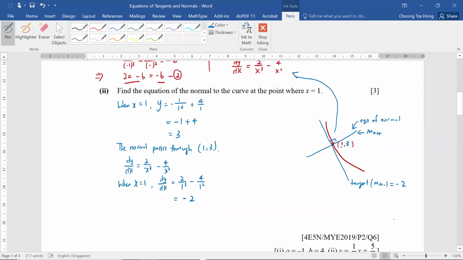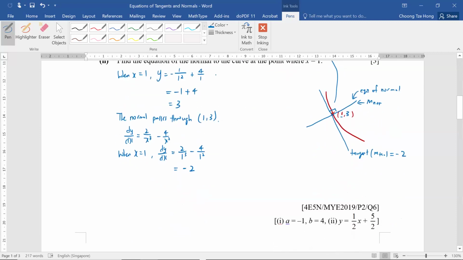Once we know the gradient of the tangent, then it's easy to find the gradient of the normal. Gradient of tangent times gradient of normal equals -1 because they are perpendicular. The gradient of the tangent, we know, is -2 already, right? So -2 times gradient of normal equals -1. That means the gradient of the normal would actually be half. So the gradient of this one is equal to half.